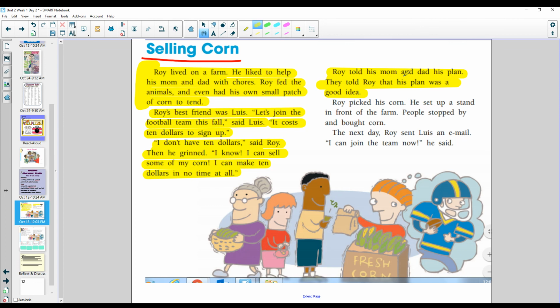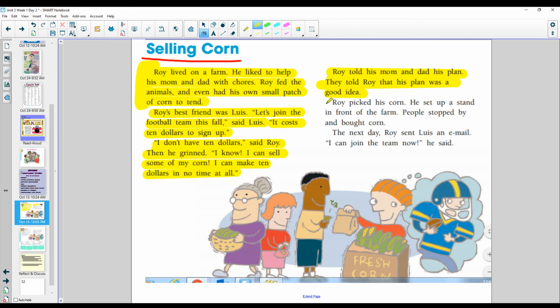Hmm. Now I'm looking at Roy's mom and dad. They are also characters in this story, and his mom and dad are supporting him, telling him this is a good idea. So I could say that Roy's mom and dad are supportive parents. Let's read the next paragraph.